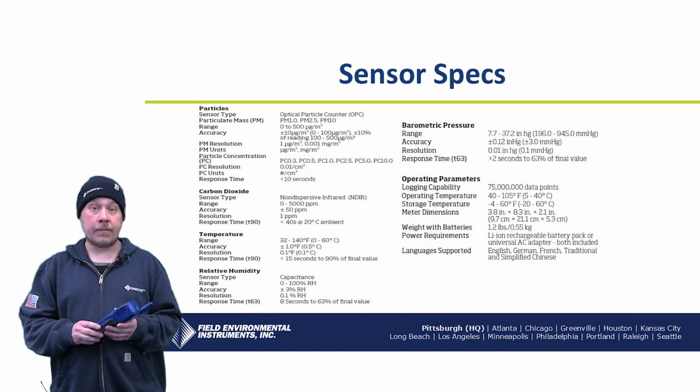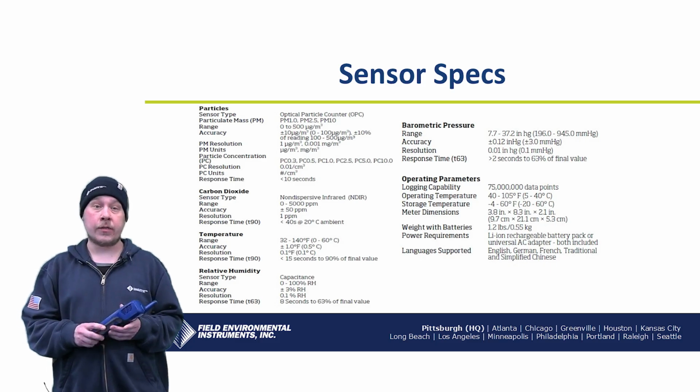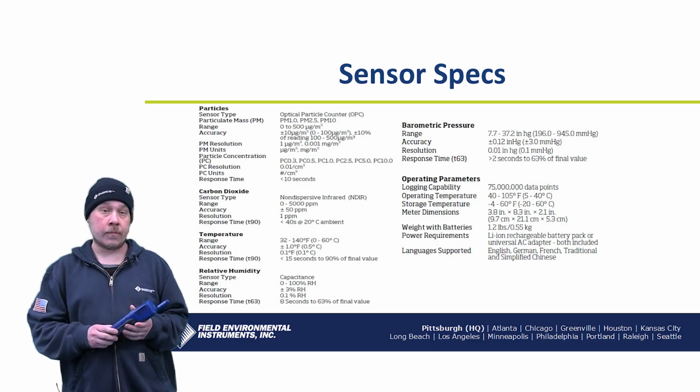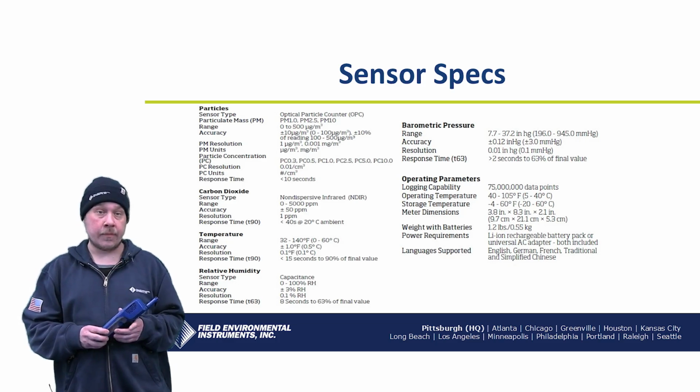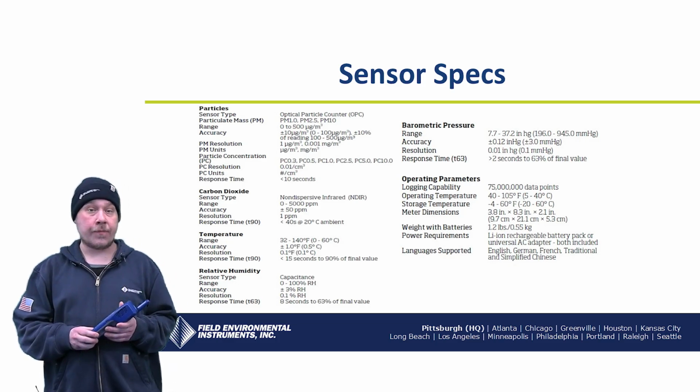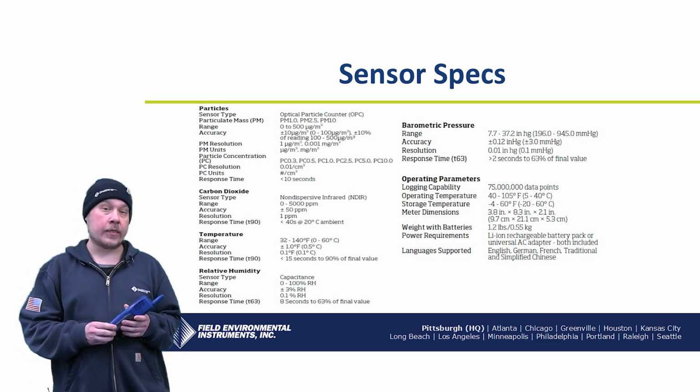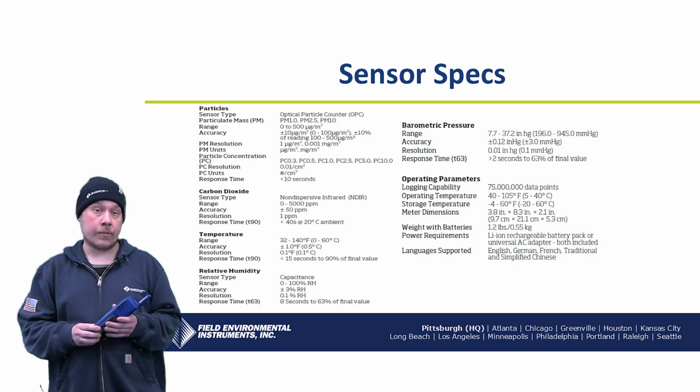With the standard setup, the CO sensor has a range of 0 to 400 ppm, the CO2 sensor has a range of 0 to 5,000 ppm, the temperature with a range of 32 to 140 degrees Fahrenheit, and the relative humidity sensor at 0 to 100% humidity.